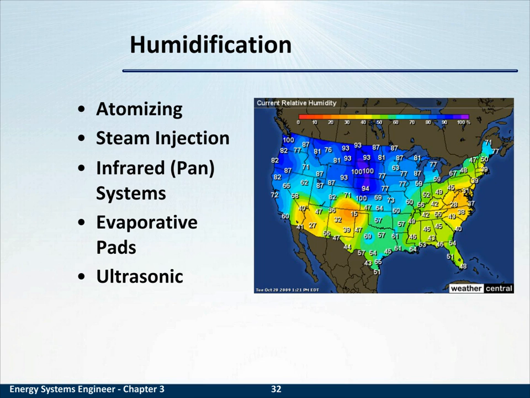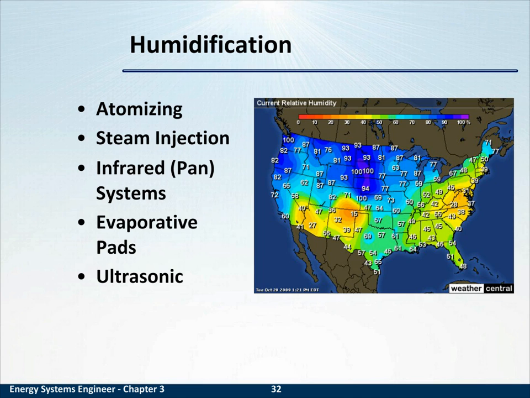Atomization can just be using compressed air to blast a small mist of water into an airstream. Steam injection is just injecting steam into the air systems. An infrared pan system, you can have water in a reflective pan with the heat lamp over it. The water evaporates into the airstream passing above the pan. You can have evaporative pads. Evaporative pads are very common in a home for a humidifier. It's just a pad that wicks up the water and then the air flows through that pad.